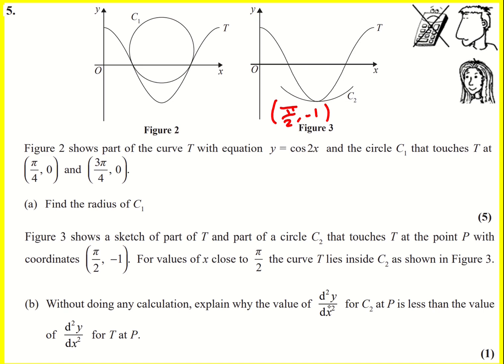Well, remember the second derivative is the gradient of the gradient. So it's how rapidly the gradient itself is changing. And basically the C2 gradient is not changing as quickly. You can see that they both become positive here after they were 0, but T is increasing more quickly. So we just need to write down words along those lines.